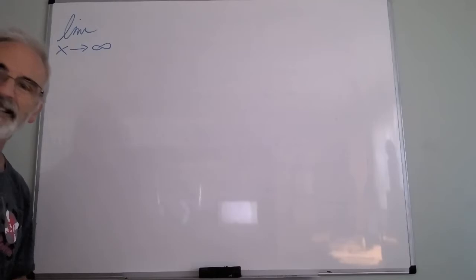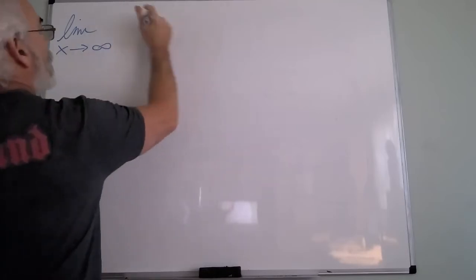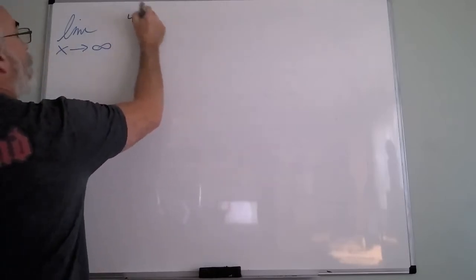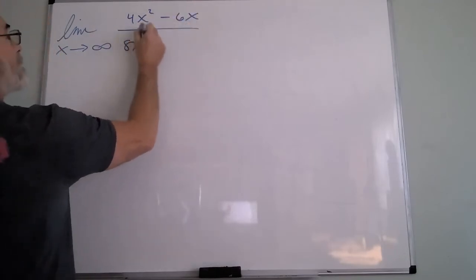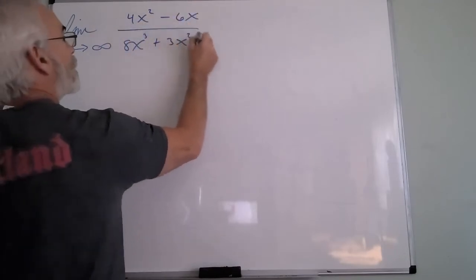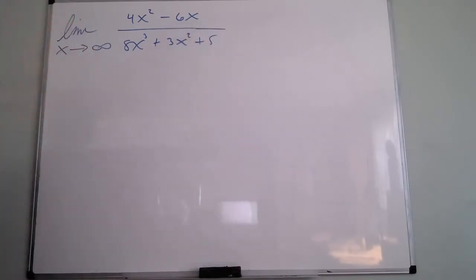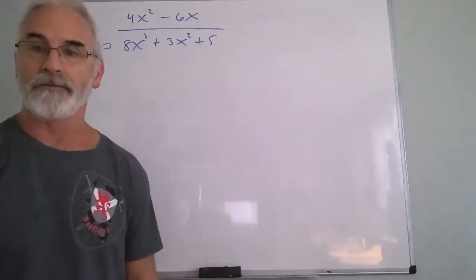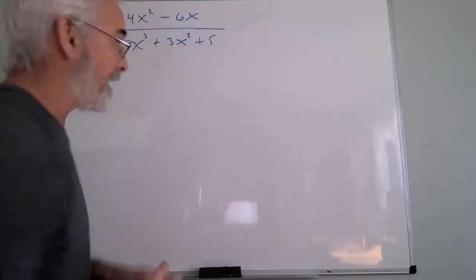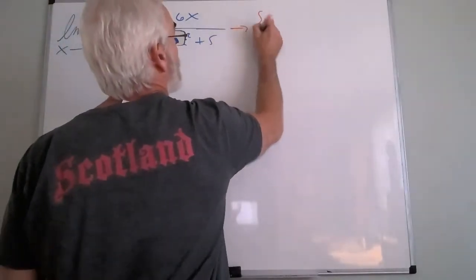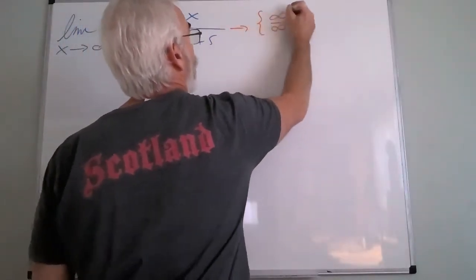So now the limit is x goes to infinity. We're going to do 3 problems first. So let's say I've got 4x squared minus 6x over 8x cubed plus 3x squared plus 5. All right. My numerator is growing without bound. My denominator is growing without bound. That means that this quotient, or this limit, has the form of infinity over infinity.